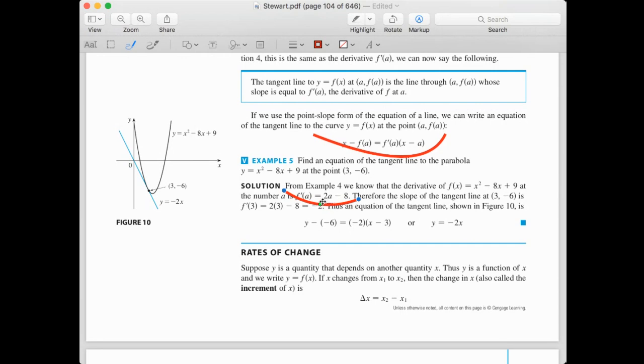So then what do we get? 2 times 3 minus 8, negative 2. So the slope is just negative 2. Then we use this point: y minus negative 6 becomes y plus 6, equals negative 2, the slope, times x minus 3. We simplify this and we get y equals negative 2x. The graph is like this. At the point 3, negative 6, the tangent line is this blue line, y equals negative 2x.